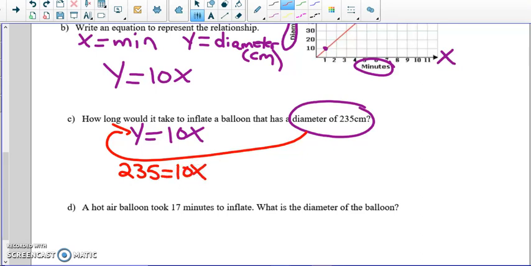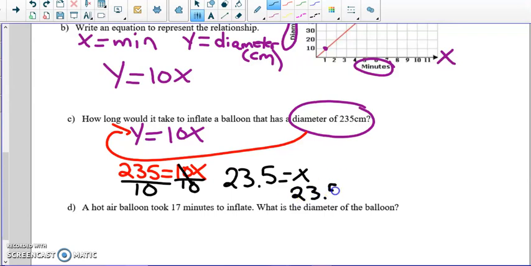At this point, I just have a one-step equation. And in order to solve for x, I just need to divide both sides of the equation by 10. 235 divided by 10 is 23.5 equals x. And I know x represents minutes, so that means it would take 23.5 minutes to inflate the hot air balloon. So again, you could have used a proportion, but I can also use my equation and just substitute 235 in for y.